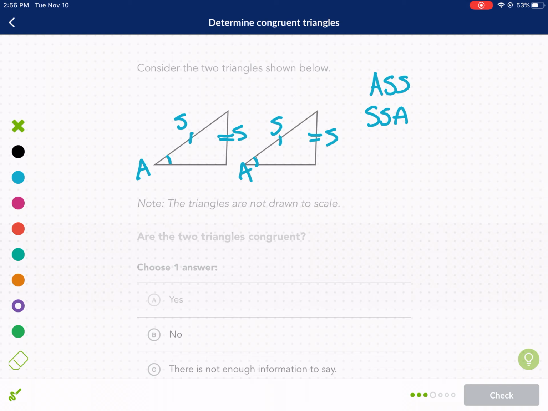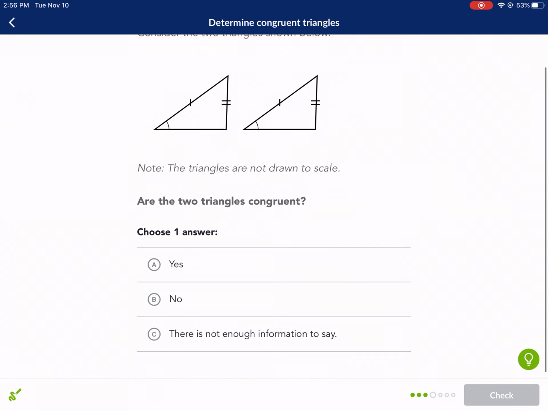These are not guarantees that it's congruent. We would need to know that this is 90 degrees. If that was 90 degrees, then we can use angle, side, side, but only if you have a 90-degree angle. So technically, we don't have enough information, even though we have a good start with an angle, a side, and a side. We would need to know another side, potentially, or another angle. But as it stands, it's not enough information to say if it's congruent or not congruent.